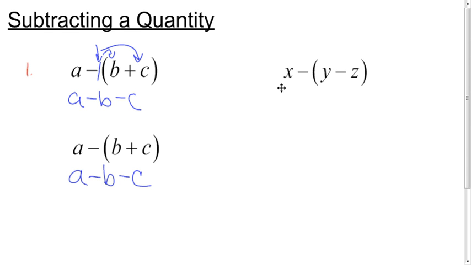Okay, so maybe we're splitting hairs. So in the end, you've got to get it right. You cannot be making sign mistakes here. So similarly here, we have x minus the quantity y minus z.